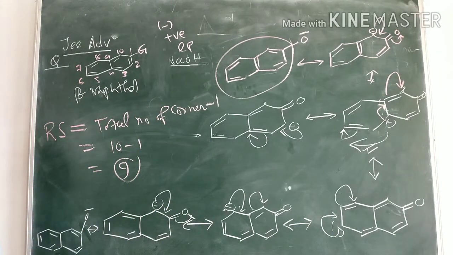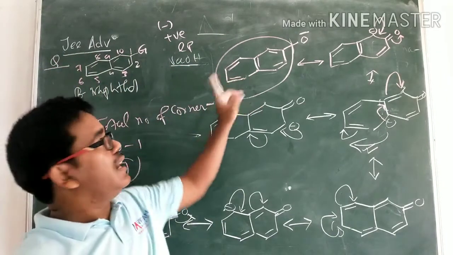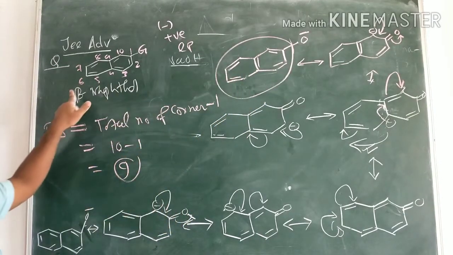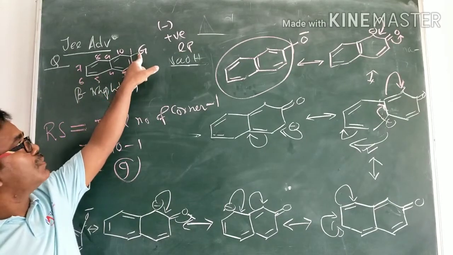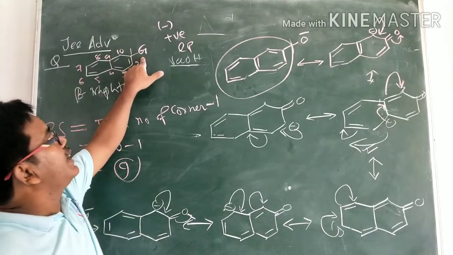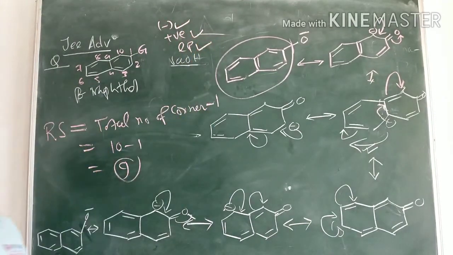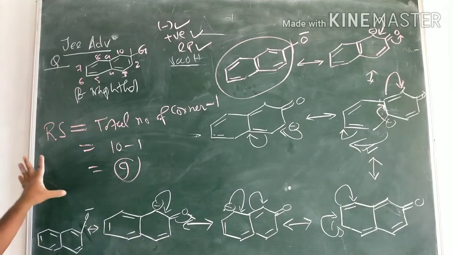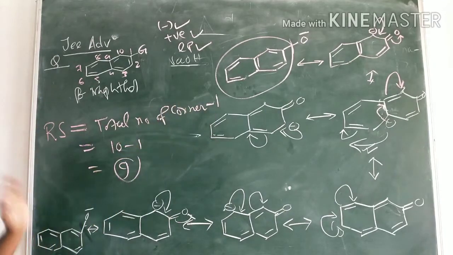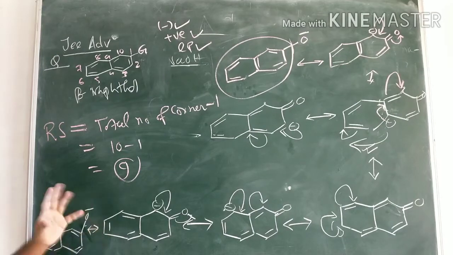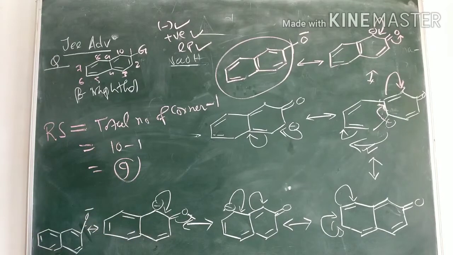Simply count the number of corners, and minus 1 will give you the total number of resonating structures. This applies where there is a benzene ring, which can have 1, 2, or 3 benzene rings, and with that ring there is an atom attached to any one of the corners, and that atom may contain negative, positive, or lone pairs. In all these three cases, very simple, just count the total number of corners and subtract 1. That will give you the total number of resonating structures. It will take hardly 10 seconds. But if you do not know the technique, it will take around 6-7 minutes.